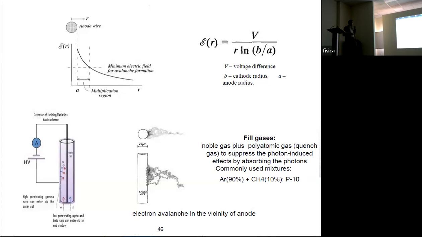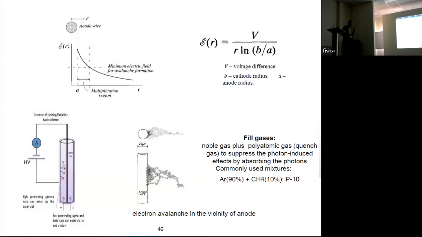This avalanche of electrons starts moving like this, and here is a simulation of this process. You have initial electrons, and they move, and here in the vicinity of the wire, 25 micrometers, about 100 micrometers, in this region you can see the increase of electrons. You can get an electron avalanche, which is then collected at the anode.